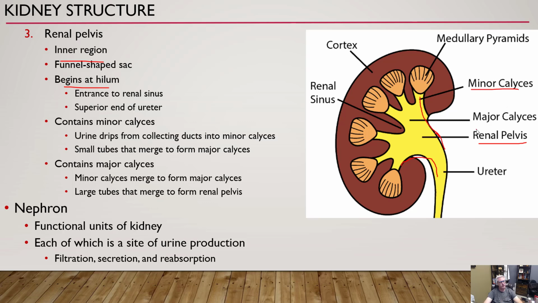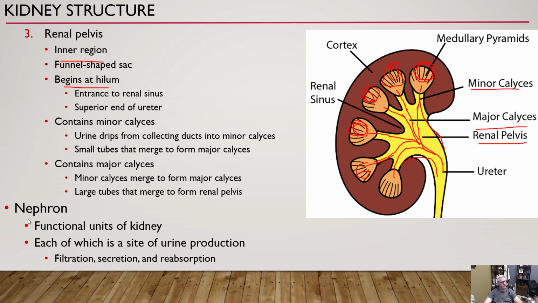So with these minor and major calyces, basically, the urine is going to start to be formed up here in the cortex and these medullary renal pyramids, and the urine is going to drain down into these minor calyces. And then eventually the urine is going to drain down into the major calyces. And then eventually that urine is going to drain down into the ureter.